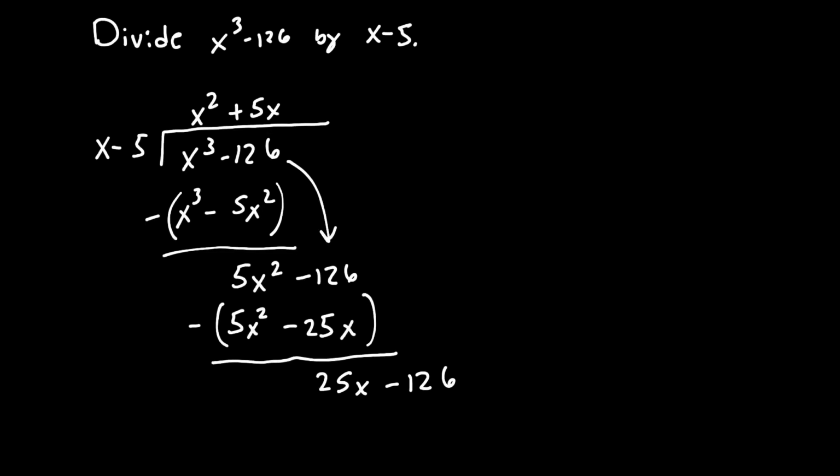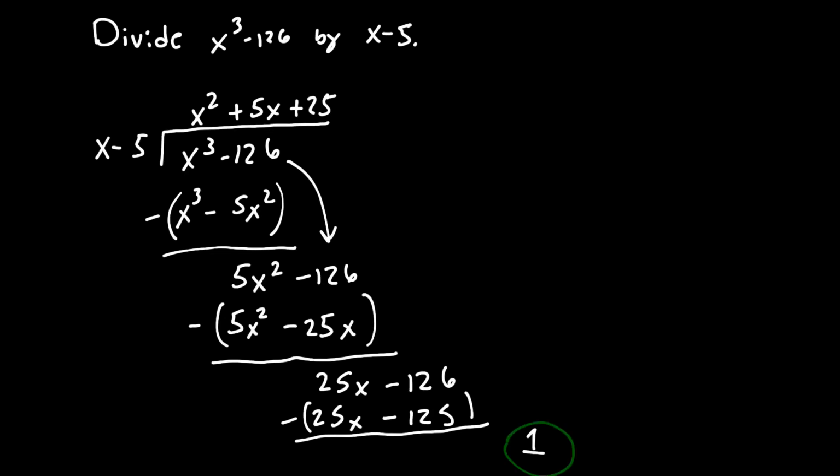In this last step, we want to multiply x minus 5 by a 25. This is going to give us 25x minus a 125. Multiply this by a negative 1 and simplify. The 25x's cancel out, and we're left with just 1. Since the term 1 here has degree less than our x minus 5, our algorithm is going to go ahead and stop.